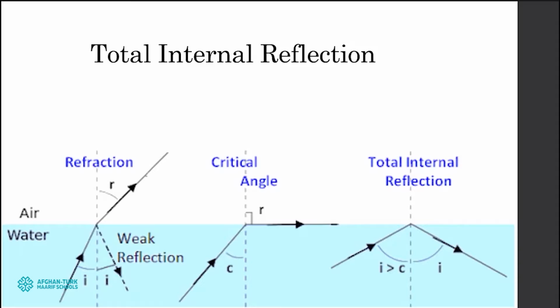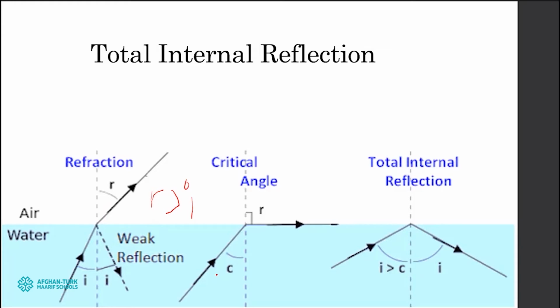Now, total internal reflection. I told you before, when the light travels from denser medium to rarer medium, you know that the refracted ray bends away from the normal, and R is bigger than I. And now, if I increase the angle of incidence, the angle of refraction is also increasing.